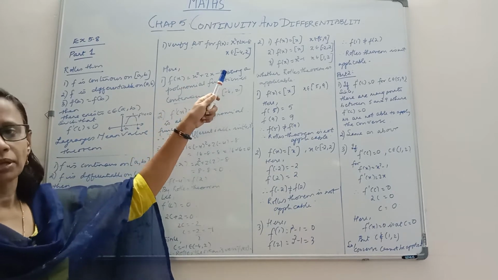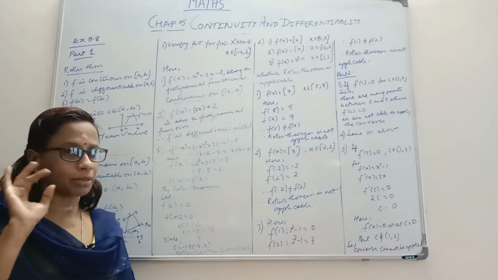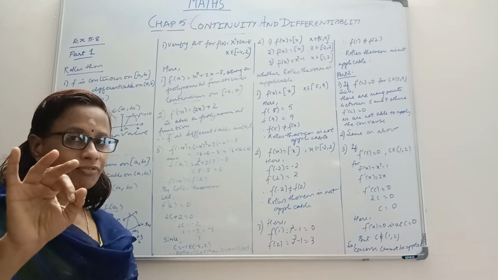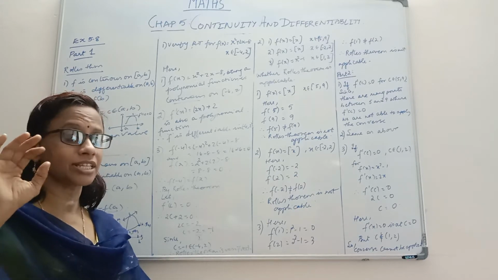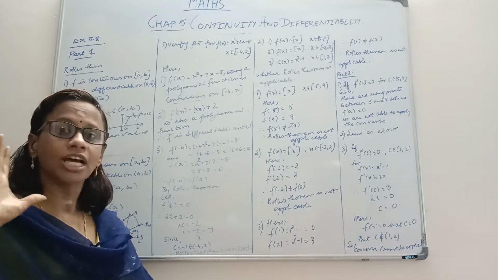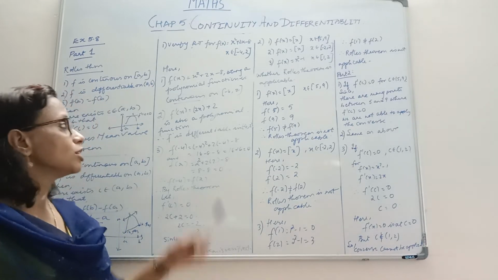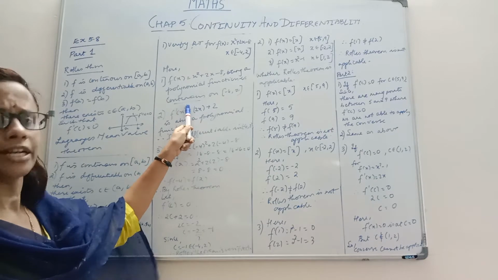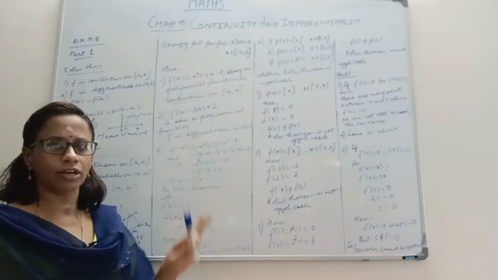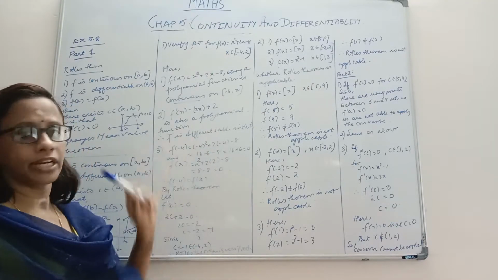So every polynomial function, we have learned in our continuity chapter that polynomial functions, trigonometric functions, wherever they are defined, such things are all compositions of functions, and they are all continuous in the interval where they are defined. So this being a polynomial function, it is continuous. There is nothing to break your head on it. Yes, it is continuous on the given interval.